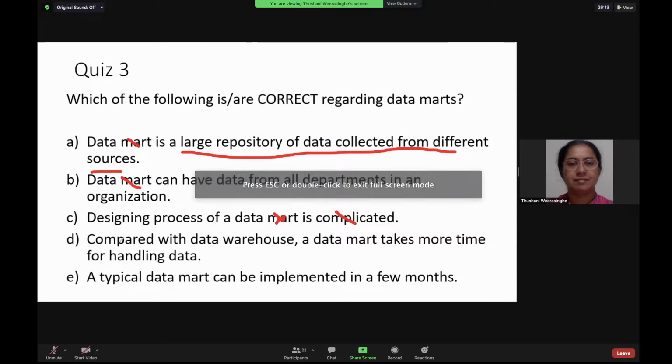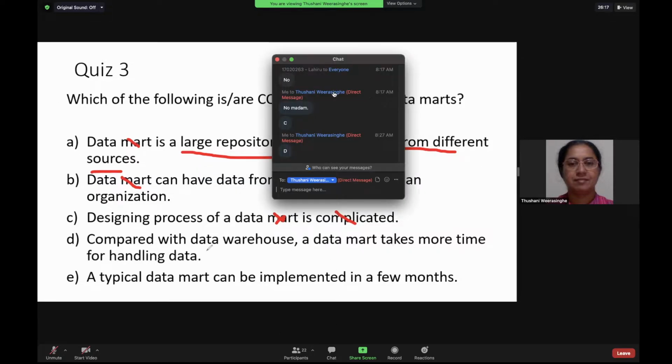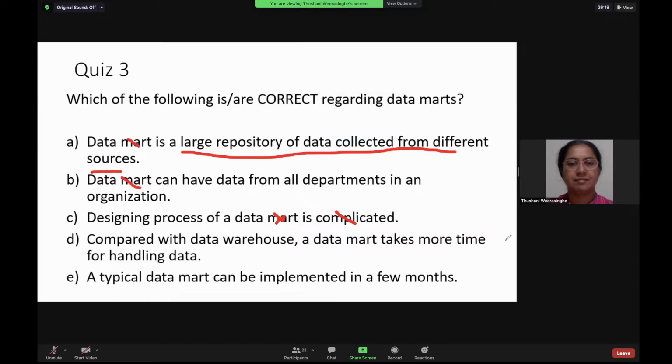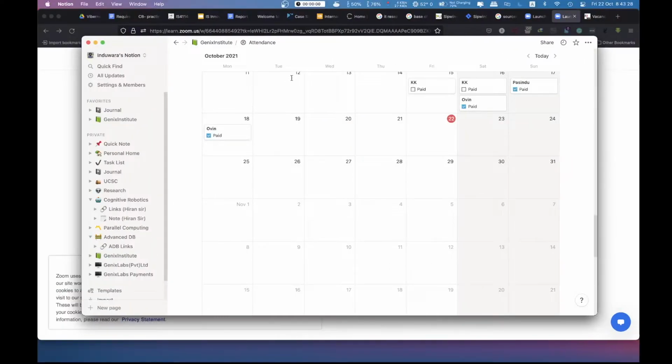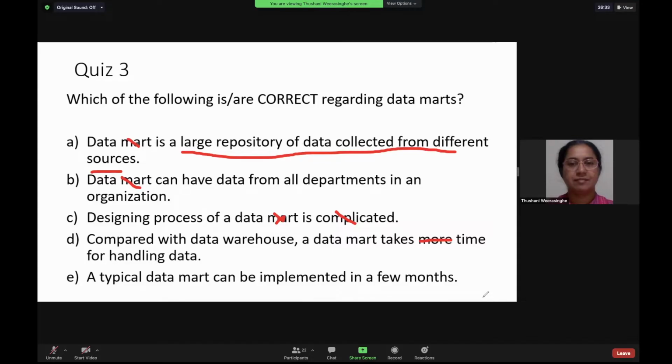Okay. And compared with data warehouse, a data mart takes more time for handling data. So this is not more time but less time. This I told you, for handling data it has less number of data and then you can easily get the data. So you can easily save the data as well because you have less number of data there and you are talking only about a particular subject, particular topic, particular department.